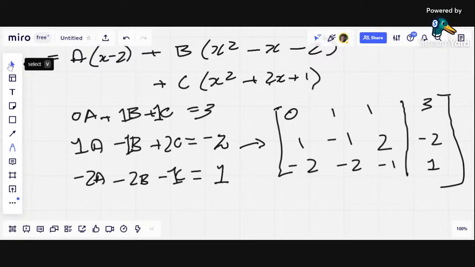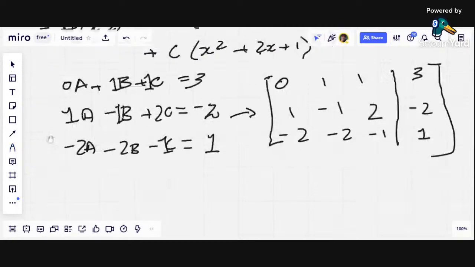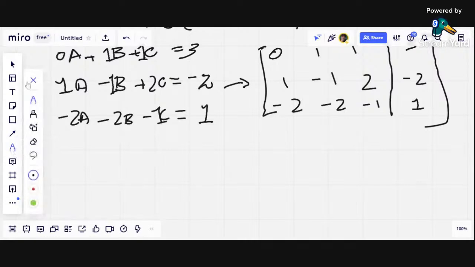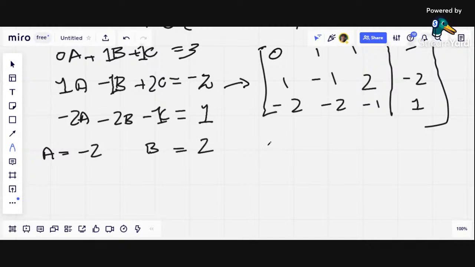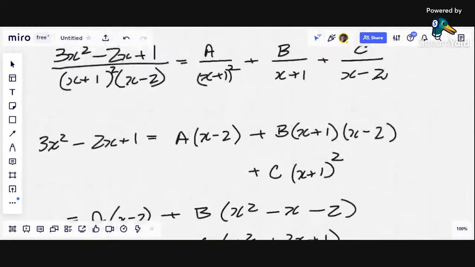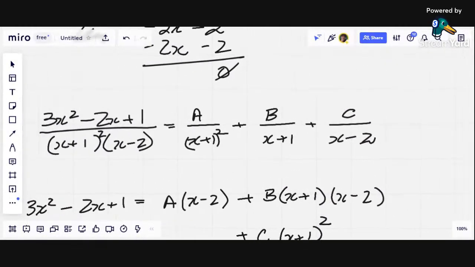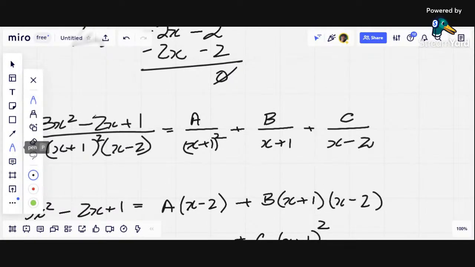Right. So what did we work out when we did all that? We end up with A equals -2, B equals 2, and C equals 1. Okay, and that's all we were after, because scrolling back over here, let's just fill it in now.